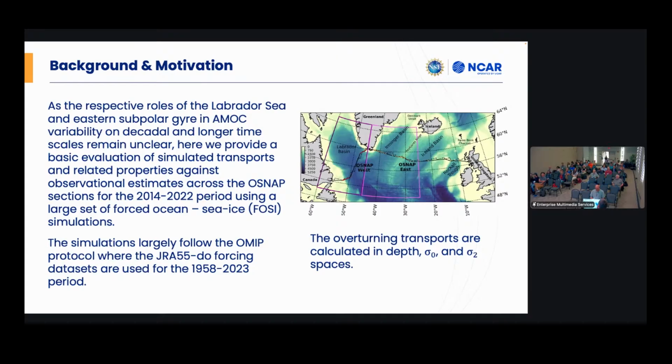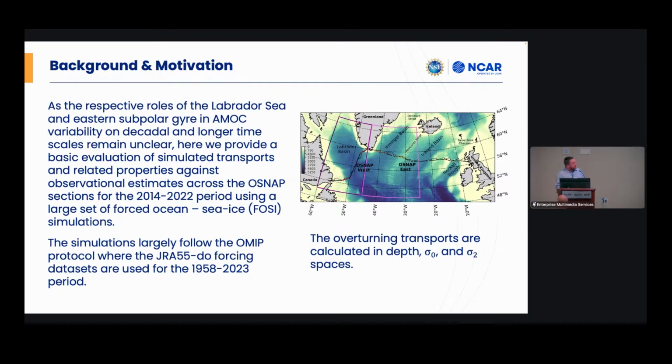The respective role of the Labrador Sea and the Irminger Sea on decadal timescales remains relatively unclear. But here we are going to focus more on shorter timescales, during the observational period for OSNAP, 2014 to 2022, and we are going to use OMIP-style simulations. All the models are forced with reanalysis, so JRA forcing. The simulations usually cover 1958 to 2023, but again, we are going to mostly focus on the observational period.